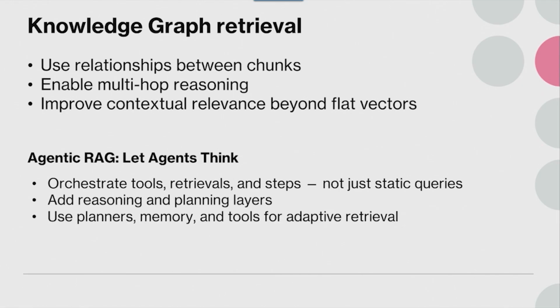Agentic RAG lets agents think. That means orchestrate tools, retrievals, and steps, not just static queries. And that's the beauty of where we are right now with agents. And remember, always RAG is just one step inside of that agent. It has no way of looping. Only the agent can loop, not the RAG, the process, or the graph RAG process. Add reasoning and planning layers, use planners, memory, and tools for adaptive retrieval, and so on.